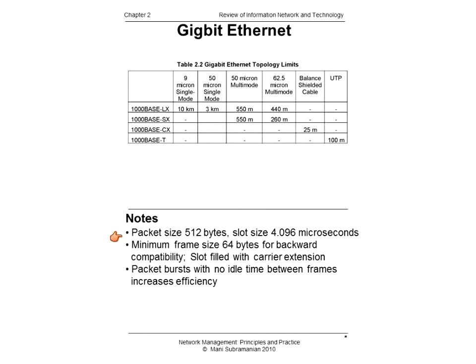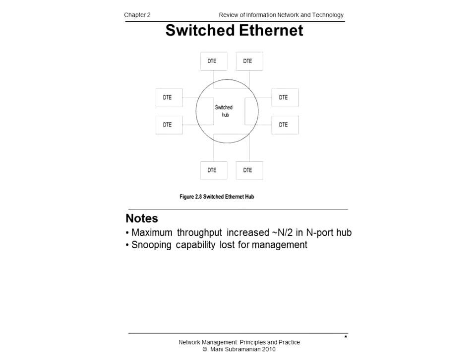Here, the packet size is 512 bytes. The minimum frame size is 64 bytes. And packet burst with no idle time between frames increases efficiency.